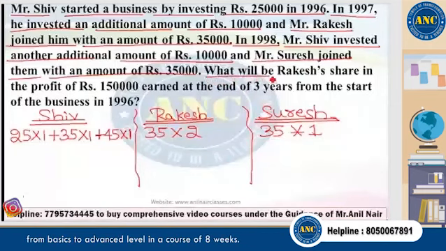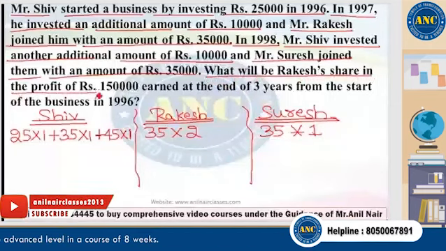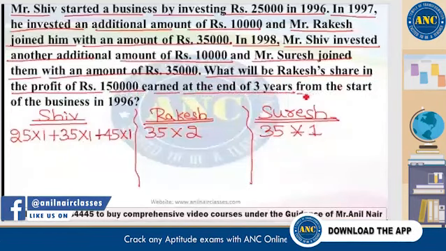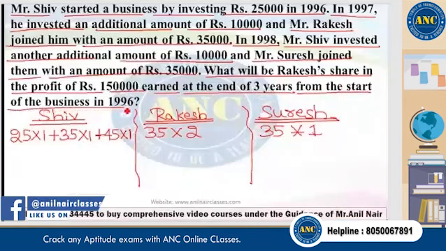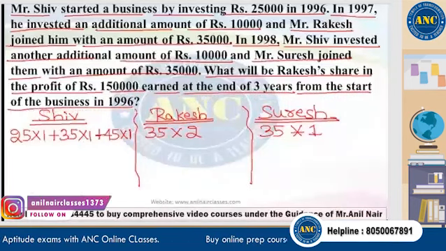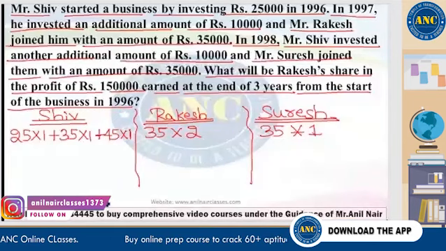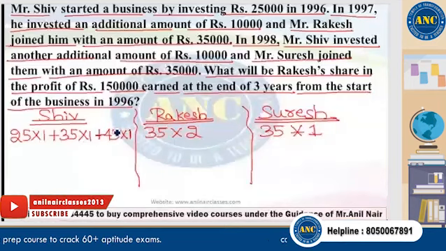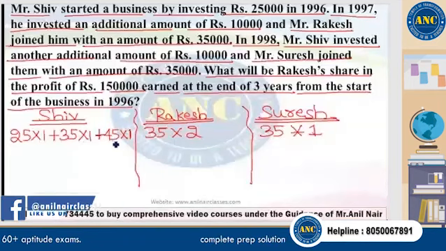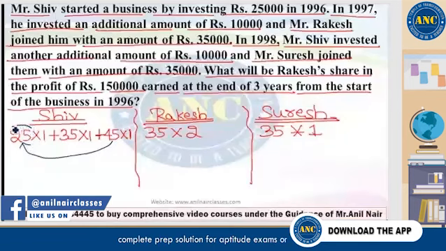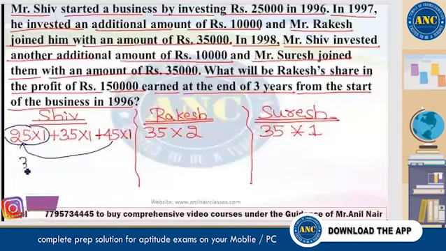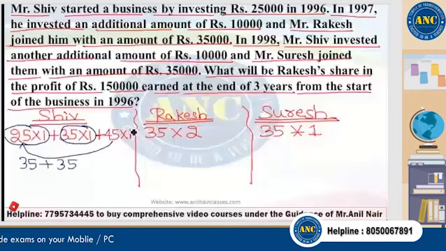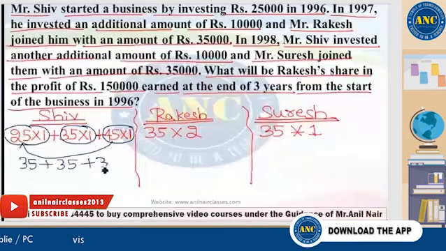Now, what will be Rakesh's share in the profit of 1,50,000 earned at the end of 3 years from the start of the business in 1996? Now, can I say that everyone see how beautifully we can simplify the problem solving, sir? Can I say that in this 35, in this 45, I will give 10 for this person. If I give 10 for this person, it will become 35. This person is already 35. And this person, when 10 rupees goes from his pocket, he will become 35.